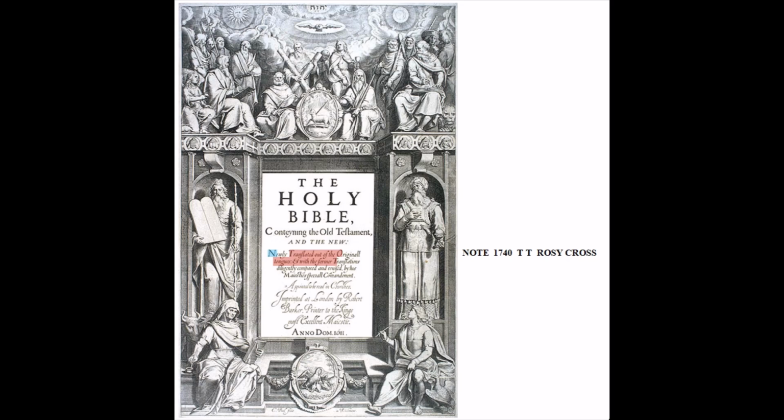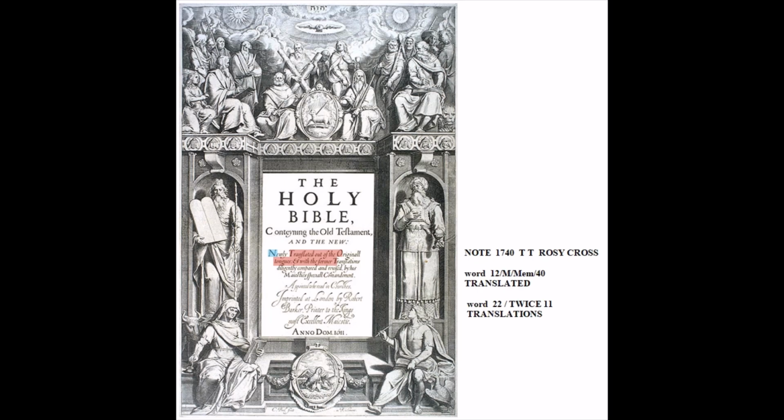Whatever the case, we have the message 1740 between two T's for Edward de Vere, with a letter O over one of them for Rosy Cross. And the words translated and translations connected to 40 and twice 11.